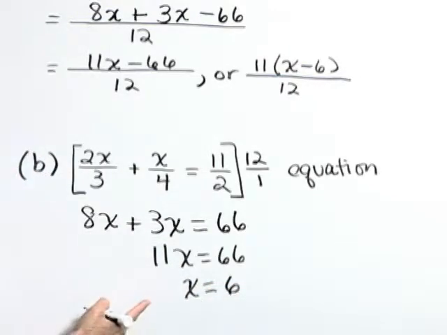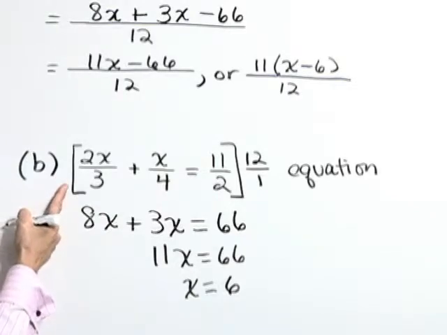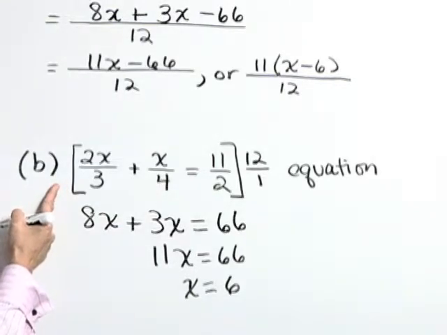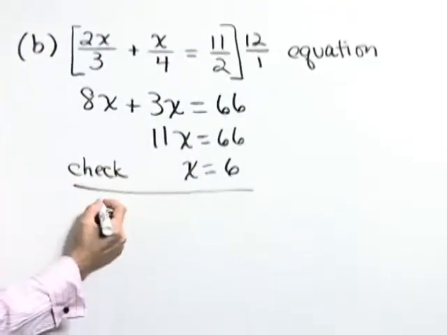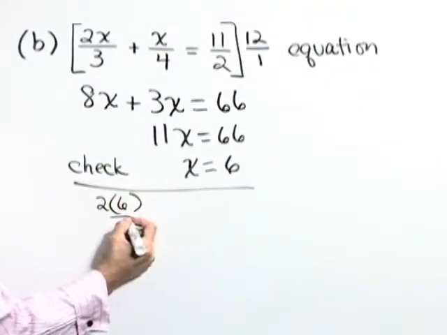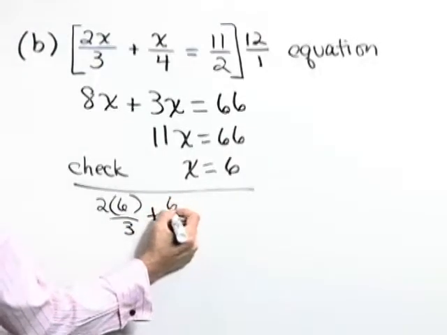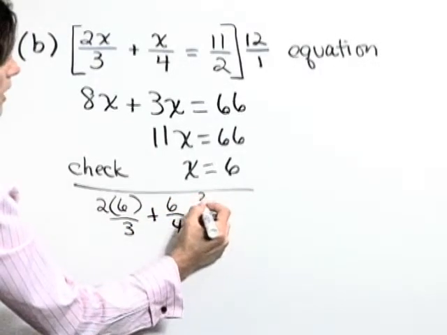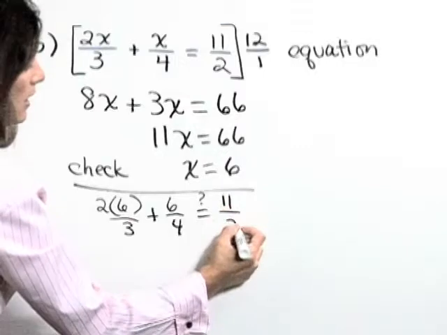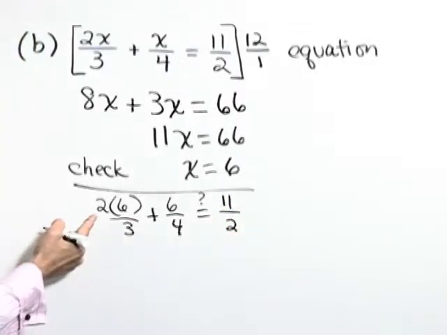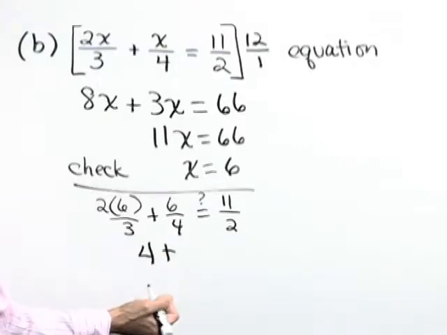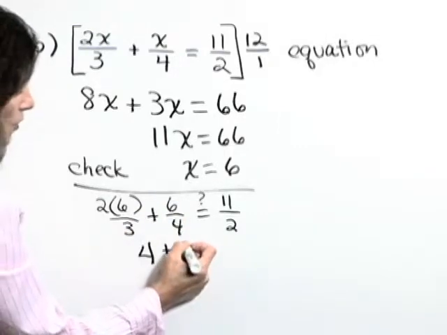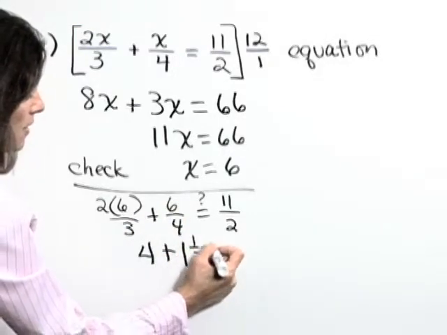It's always a good idea to check these rational equations. Let's go ahead and do that. So is 2 times 6 over 3 plus 6 over 4 equal to 11 halves? That's 12 thirds, or 4, plus 6 fourths is 1 1/2.